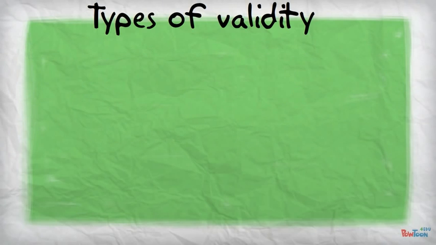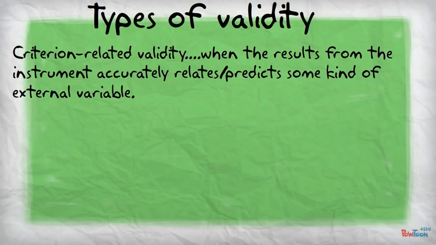Okay, let's talk about criterion-related validity. This is when the results from the instrument accurately relates or predicts some kind of external variable that's related to the construct or the concept or whatever it is that we're studying. The classic example is SAT scores and its criterion, its external variable of college performance.